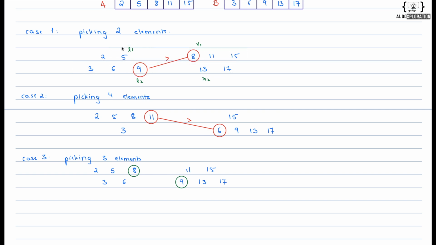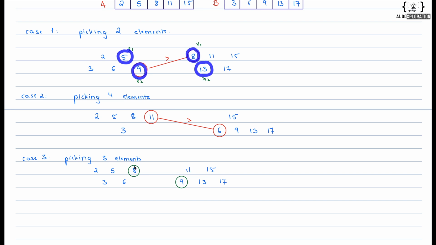So obviously this element will be lesser than this as well. This element will be lesser than this, since they are coming from the sorted array. This is from A and this is from B. So we need to check these 2 elements, and these 2 elements. We need to compare them. That means L1 should be lesser than R2, and L2 should be lesser than R1.